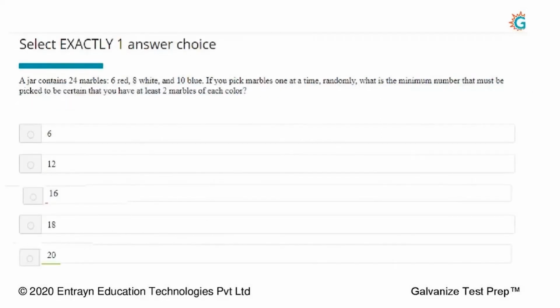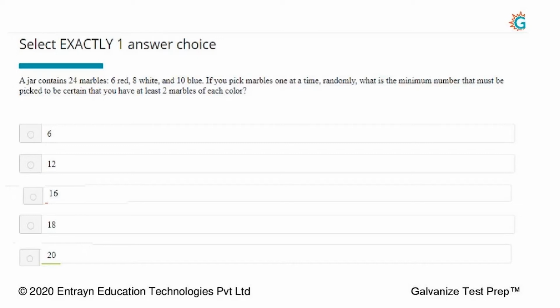The next problem is a multiple choice question. A jar contains 24 marbles, 6 red, 8 white, and 10 blue. If you pick marbles one at a time randomly, what is the minimum number that must be picked to be certain that you have at least 2 marbles of each color? This is a multiple choice question. Only one of these will be the right answer.